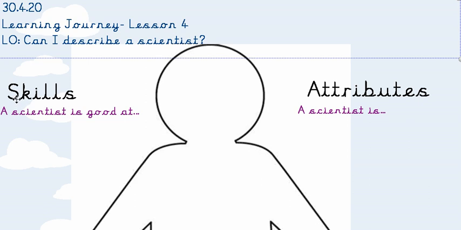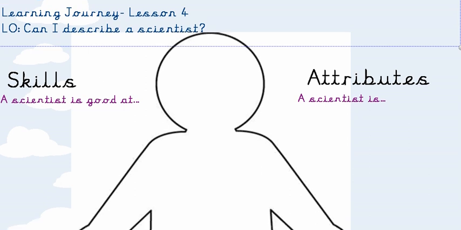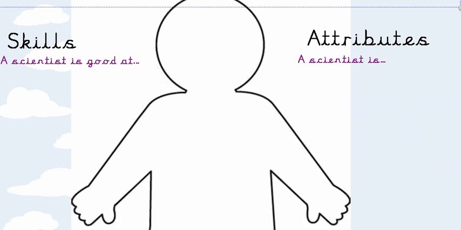So I've got over here my outline of a scientist, and then next to it I've got the word, should we sound it out? Skills. Skills. Careful the consonant blend at the beginning there. Skills, okay? And underneath I've just written a sentence starter. A scientist is good at.